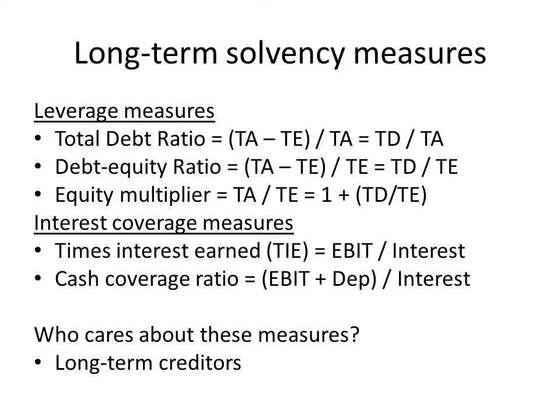Now, you want to know what is a good number for these? And the answer is it depends on the industry. So what you want to do is look at other firms in your industry. If you are close to the average of the other firms in your industry, you're probably in good shape. If you have way higher total debt ratio or debt to equity ratio or equity multiplier, then you might have a problem and you might need to issue some new equity to pay down some debt to get your total debt ratio and such back into line with the industry.